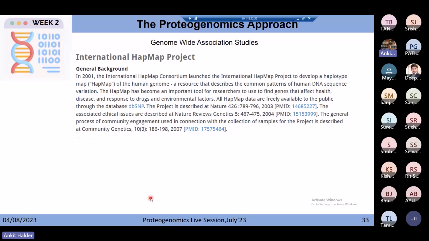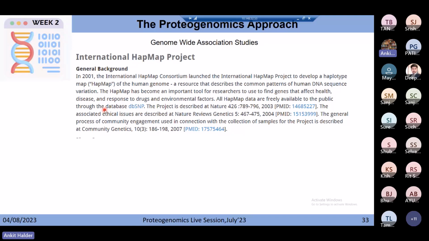So this is the International HapMap Project, which began in 2001 to develop a haplotype map of the human genome that describes the common patterns of human DNA sequence variation. This became an important tool for researchers to find genes that affect health, disease, and response to drugs and environmental factors.